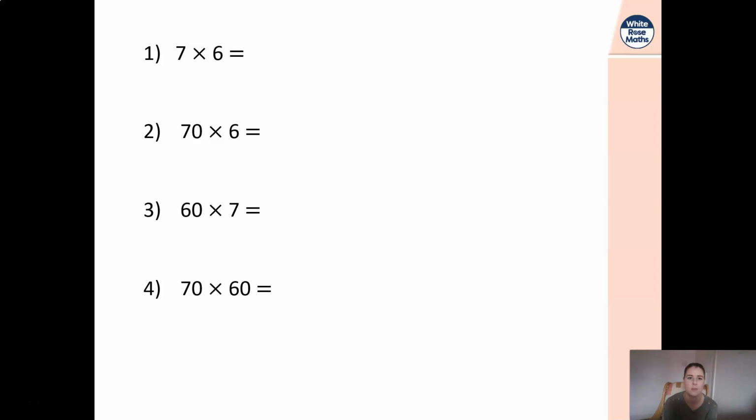Okay, 7 multiplied by 6, we know the answer is 42. Now, if we do 70 multiplied by 6, we know that's going to give us 420. You're now thinking to yourself, well, how do I know that? Well, if I look at the numbers here, 7 to 70, I've made this 10 times bigger. Therefore, my answer has to be 10 times bigger. So I just multiply it by 10.